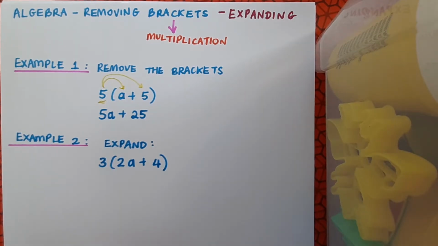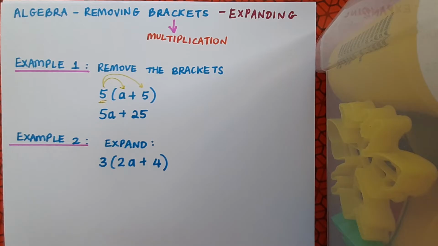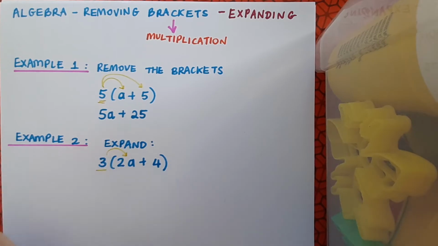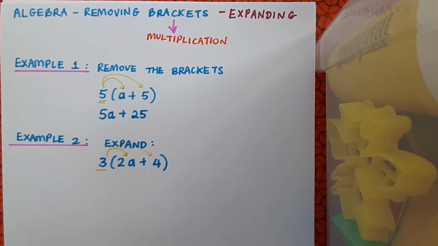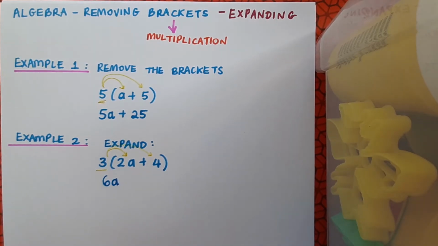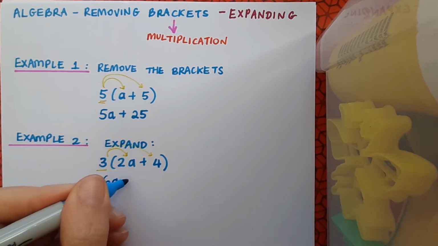Here's example 2. This time the question says, expand 3 bracket 2a plus 4 close bracket. So again, the term on the outside, in this case 3, is going to multiply by each term inside the bracket. So 3 is going to multiply by 2a, and it's also going to multiply by 4. When I multiply 3 by 2a, I'm going to just multiply 3 by the coefficient 2, and that's going to give me 6a. And of course, 3 by plus 4 is plus 12.